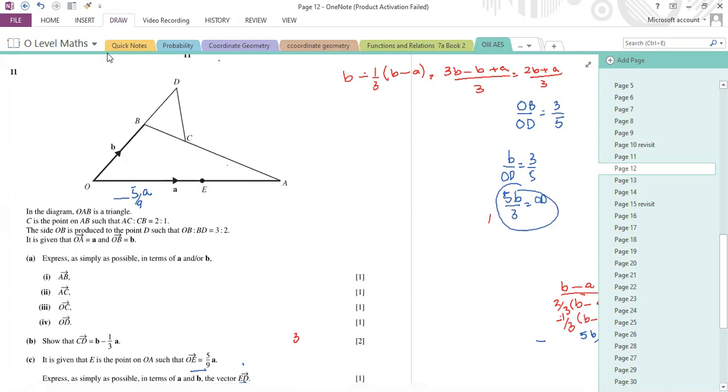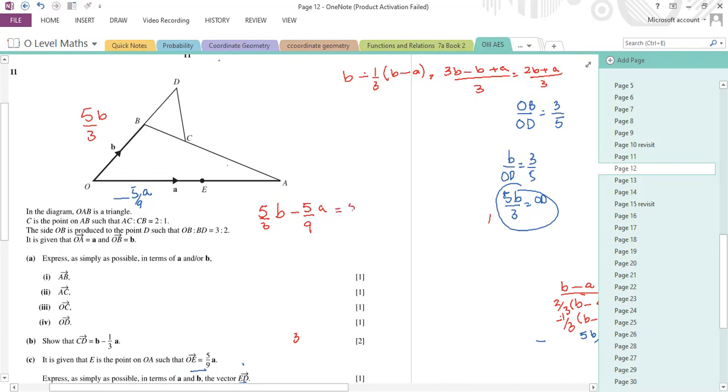All right, so I just write it like this. 5 third of B. So this is going to become like this: 5 third of B minus 5 9 of A. So if you take 5 third out here, if you factorize it, 5 third out here, so what will remain inside? B minus A upon 3, or 1 third of A.